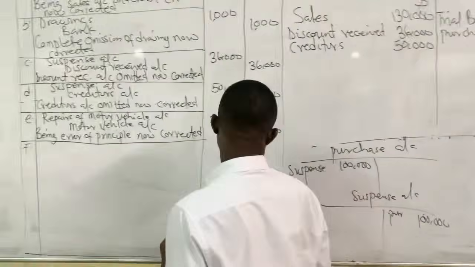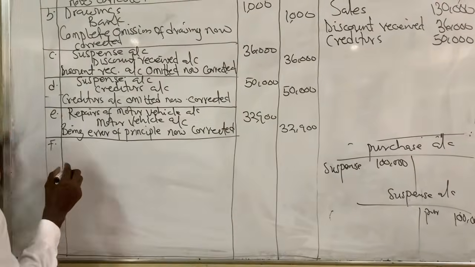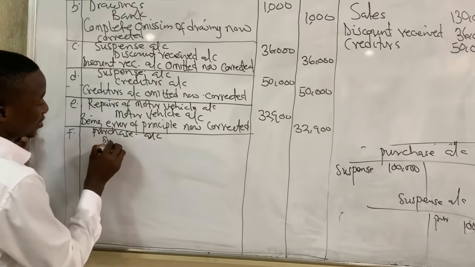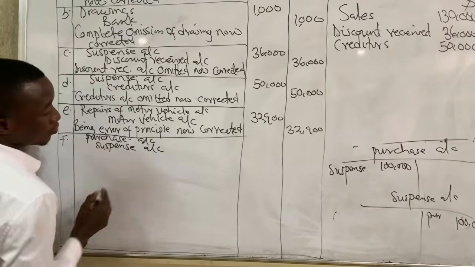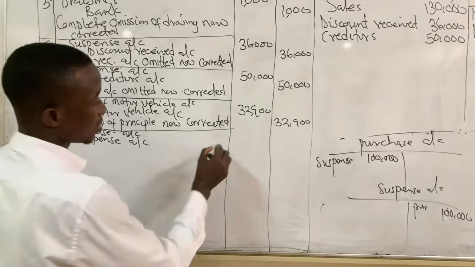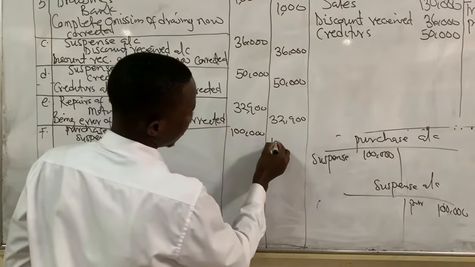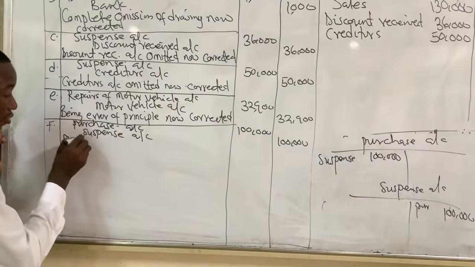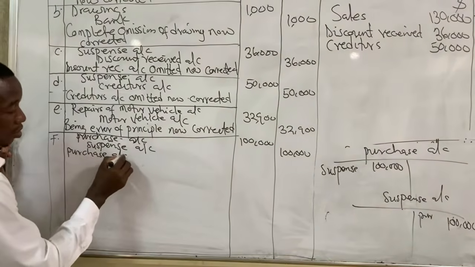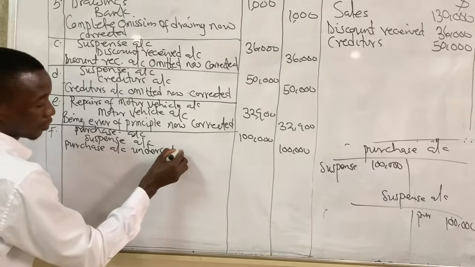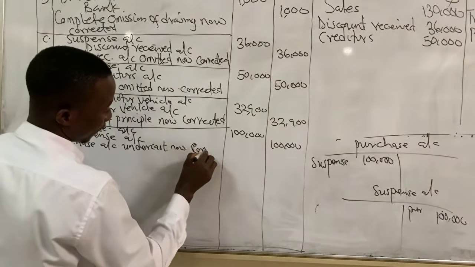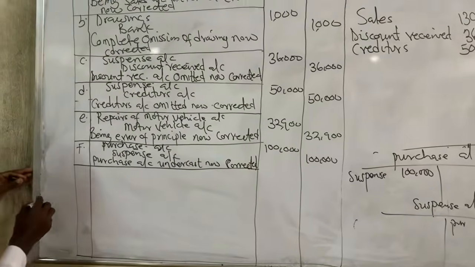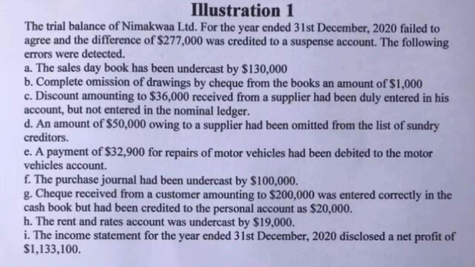Alright, we come and pass it through the journal. Purchase account receives a debit entry. We record the purchase account first. After that, the suspense account. The amount is 100,000. The first being debit, the second being credit. So this is purchase account. We are doing the narration just like that: purchase account undercast. Now corrected. That is an error now corrected. Underline. The next error.